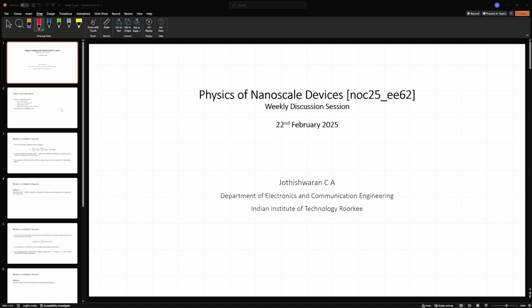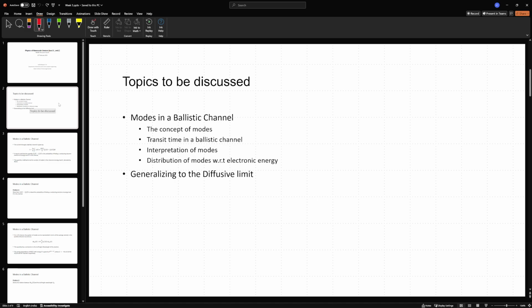So, moving on to the topics today. As mentioned last week, our singular topic of discussion today is going to be the notion of modes in a ballistic channel. While discussing the idea of modes, I'll also go through the idea of what ballistic channels are. Then we can go through the various concepts associated with modes. We'll solve some problems to illustrate and elucidate the concepts along the way, and we will end with the generalization to the diffusive limit.